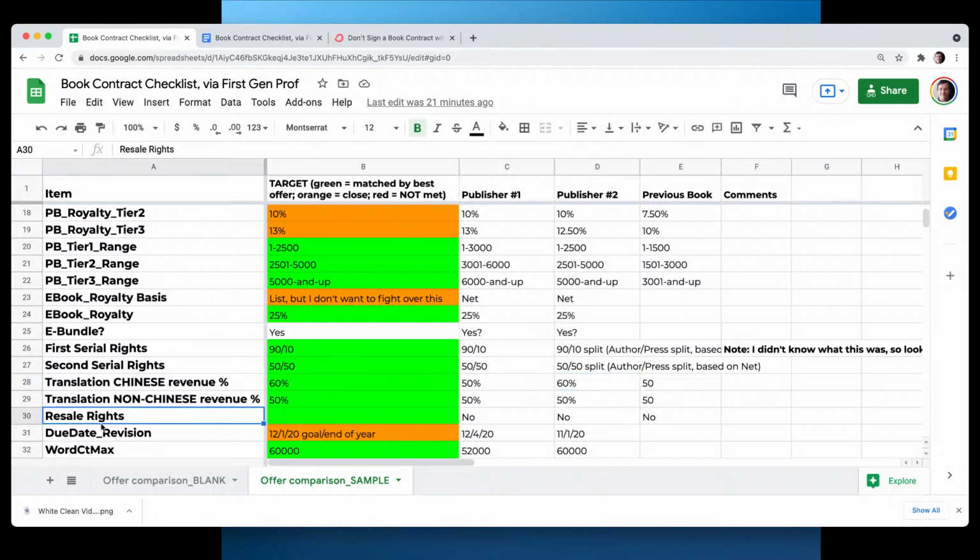Now, resale rights, I'm not going to spend much time on it. This is the question of whether or not an author has the right to sell copies of their own book, be it on their website or at book fairs or things of this nature. Now, you'll notice here, and these come from a real example, some of these are real examples and some of these are made up, but no is a very common answer.